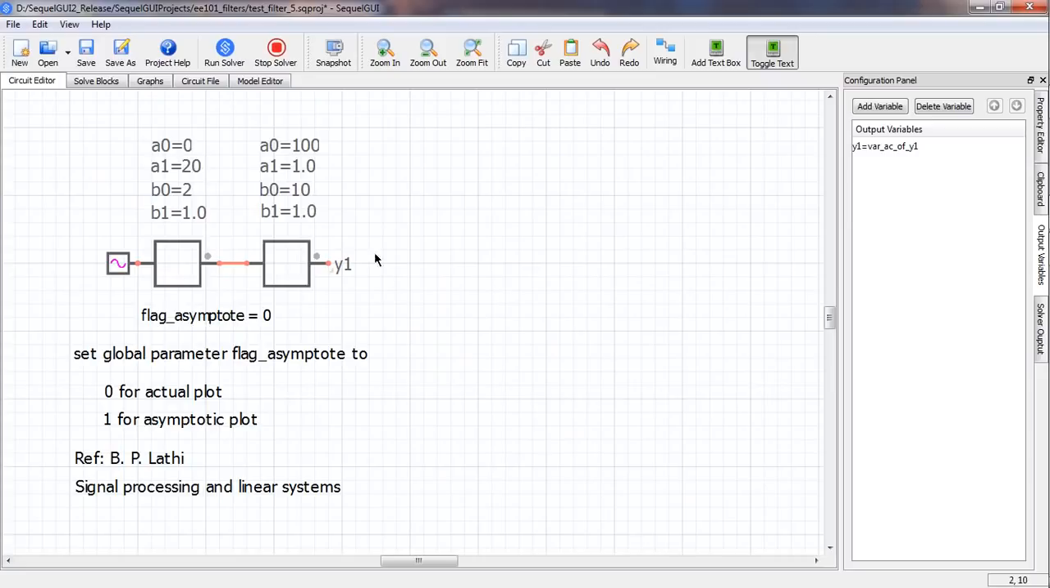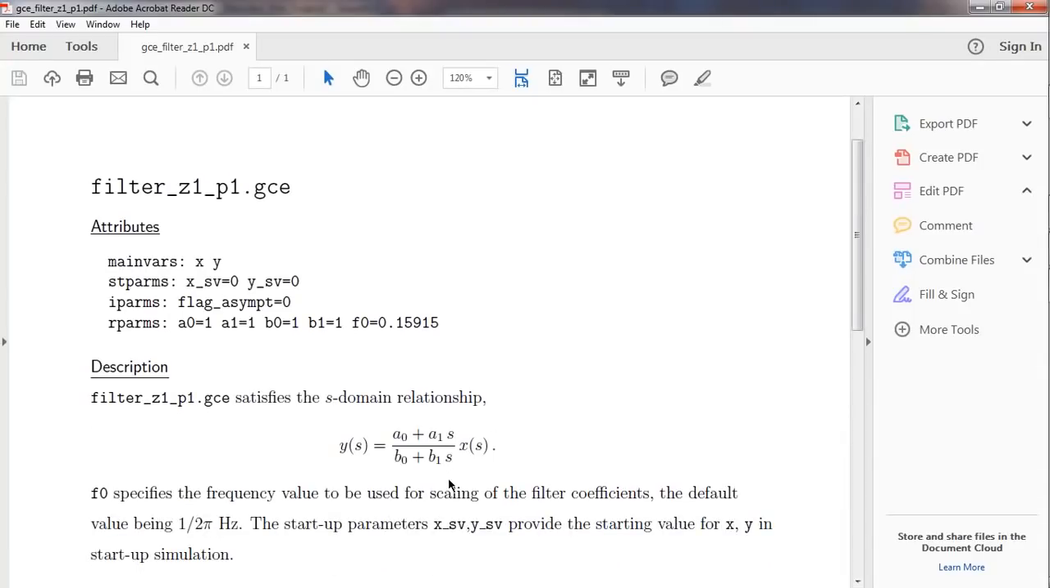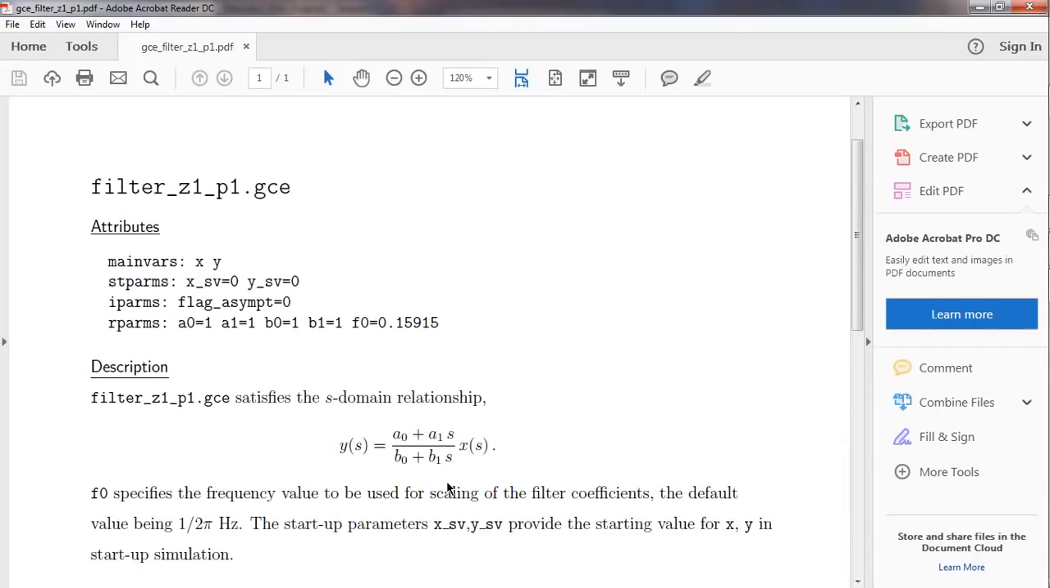And these parameters here specify what that transfer function is for each of these blocks. And what is A0, A1, B0, B1? Let us see the documentation for this element. So the transfer function for each of these blocks looks like this: A0 plus A1s divided by B0 plus B1s. So those parameters that we saw correspond to these parameters here.